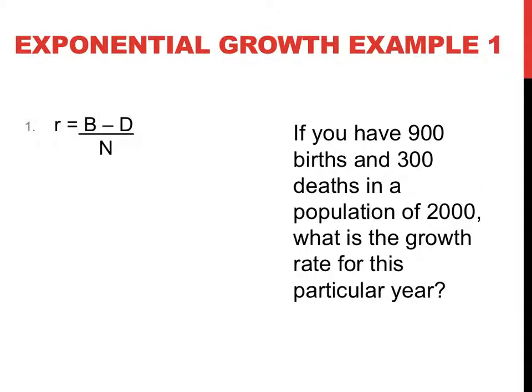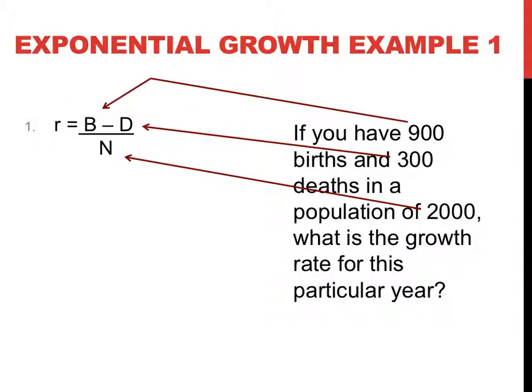The first problem involving exponential growth explains how to calculate the rate of growth of a population, or R. As this equation suggests, you need three pieces of data. Number one, the number of births per unit time, or B. Number two, the number of deaths per unit time, or D. And third, the total population size, which is N. This problem asks, if you had 900 births and 300 deaths in a population of 2,000, what is the growth rate for this particular year?